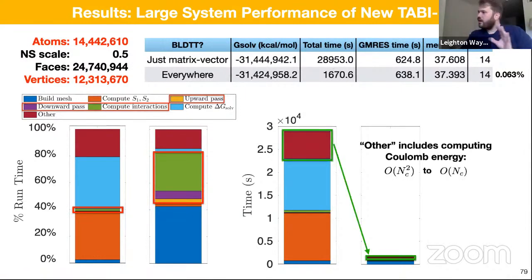Also, you notice this big red other piece shrunk as well. This actually includes computing the Coulomb energy, which, with this many atoms, is a quantity we want to present, so we were computing the Coulomb energy of the structure as well. And so we applied the BLDTT to this also. Why not?